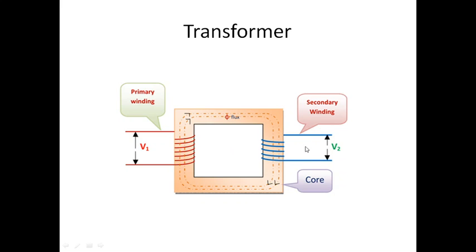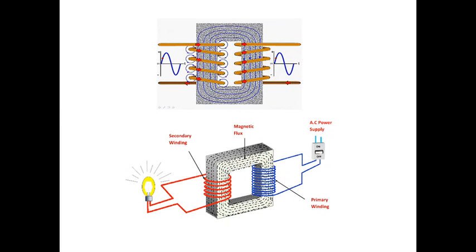This is your primary winding and this is your secondary winding. This is the flux produced because of the induced EMF. So it is working in this manner. Input is given here, because of that flux is induced, EMF is induced, magnetic flux is induced. The magnetic flux is carrying the current, so because of that I am getting an output. This is my primary, this is my secondary.